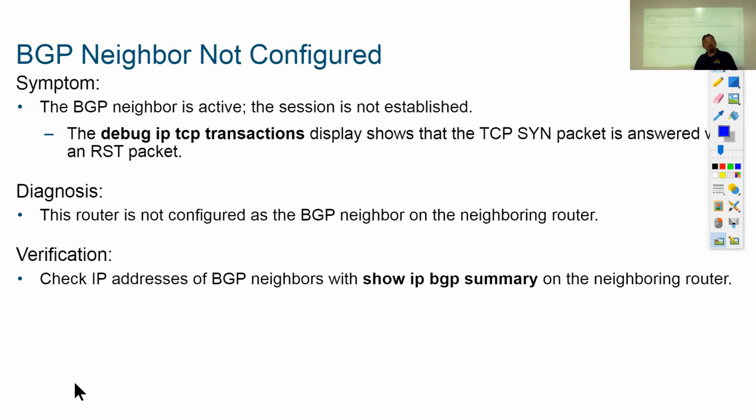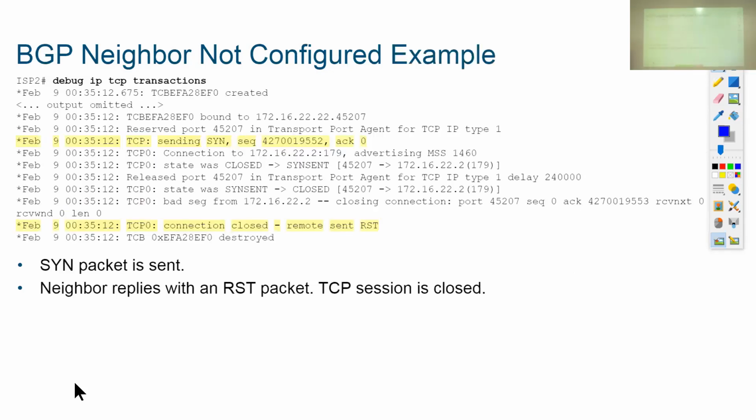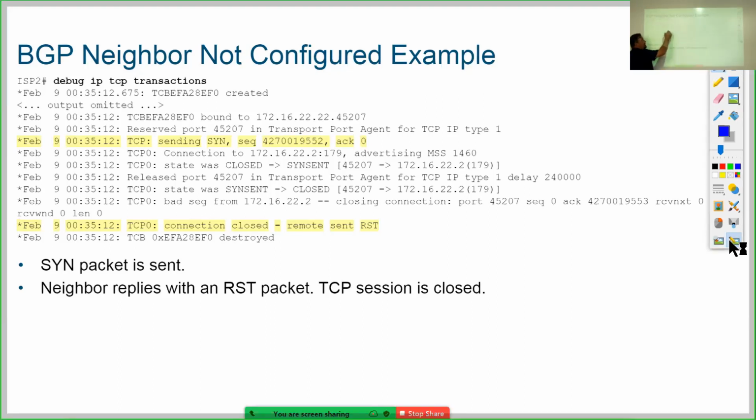So verify what they've got for that neighbor relationship. On both routers, do a show IP BGP summary. Make sure that they've A, got me configured as a neighbor, and B, that the IP address that they're using is the correct IP address. And again, they're looking at that. Here's that debug command right here, debug IP TCP transactions. And we're saying, I'm sending a TCP SYN right here.